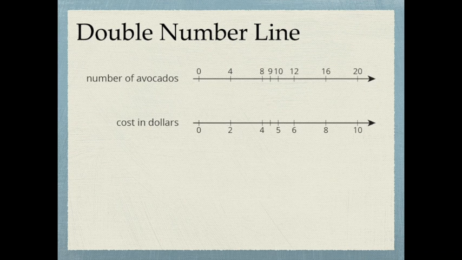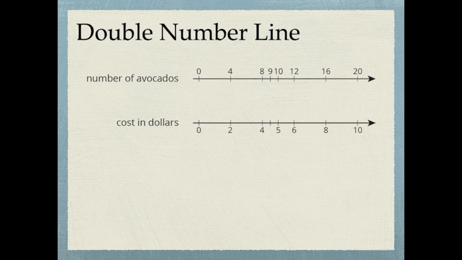So here is a double number line to show you the number of avocados and how much it costs. But there's a limit. There's a minimum limit. I can't buy anything less than 1 full avocado. And sometimes stores have a maximum. Like, I can't buy 300 avocados. That's like the whole pallet. They don't let you do that.